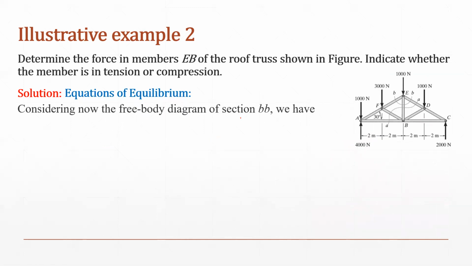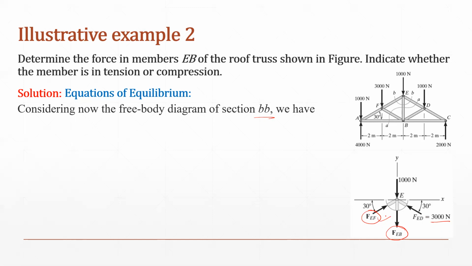Now we will consider the free body diagram of section BB. When we cut the truss at section BB, member ED is in compression and its value was determined previously. So the direction of FED is towards joint E. The unknown members are FEB and FEF. We have assumed that member EB will be in tension and member EF will be in compression.